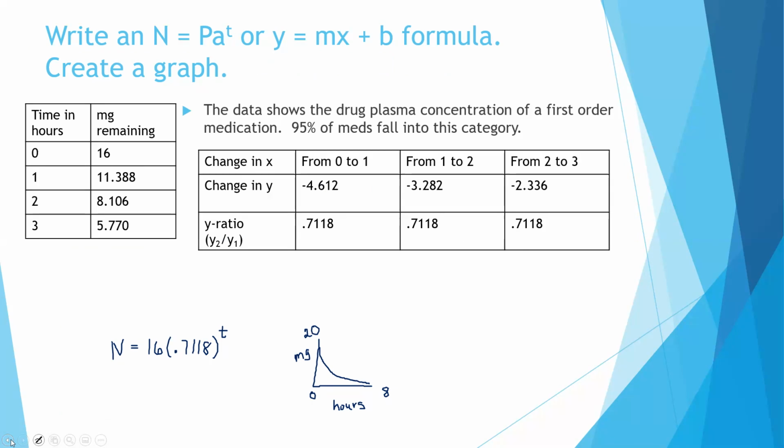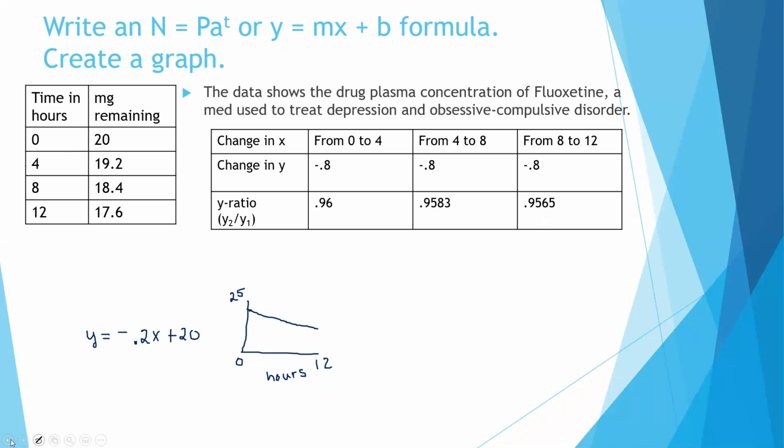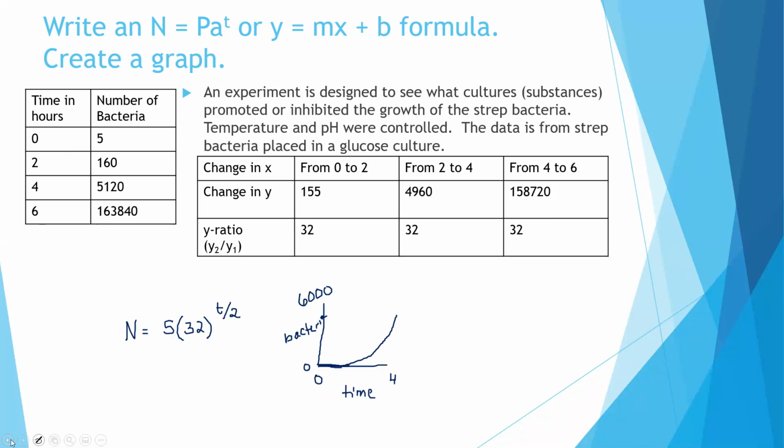I can see my NPAT formula, but I see that the graph is decreasing. So this is decay. This one was linear. This one is growth. So I'm looking at this example to determine my conclusions that I have.